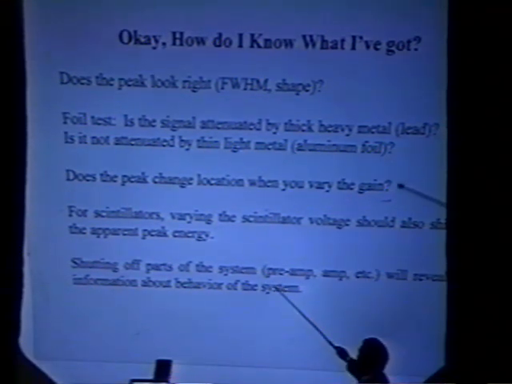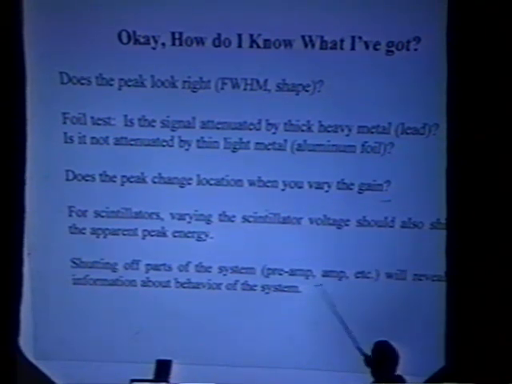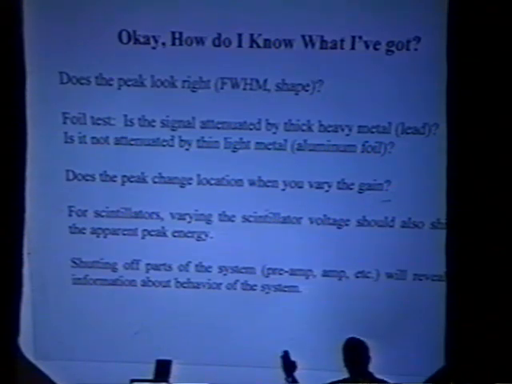One thing that you can do with a scintillation detector is to vary the voltage, or whoops, wait a minute, I'm down here. If you vary the scintillator voltage, that should move the peak left or right.